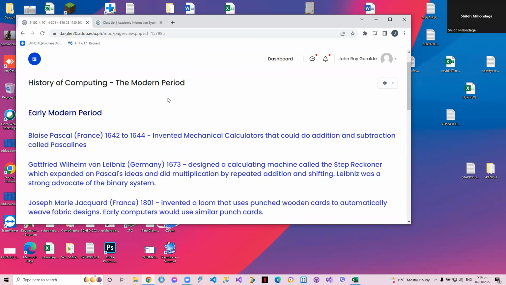After the Dark Ages came the early modern period, where mathematicians and inventors became popular. The earliest inventions after the abacus can be traced to France, in 1642 to 1644, by a scientist and inventor called Blaise Pascal, a mathematician from France.